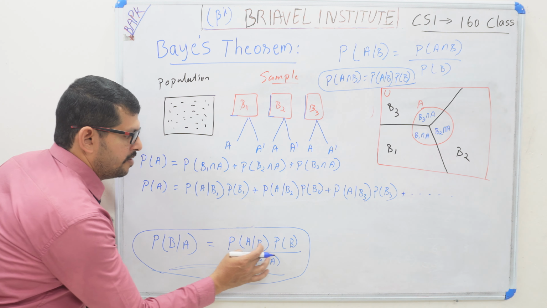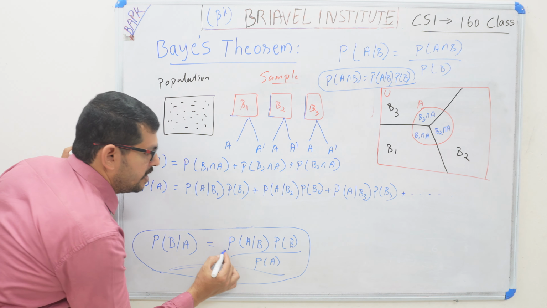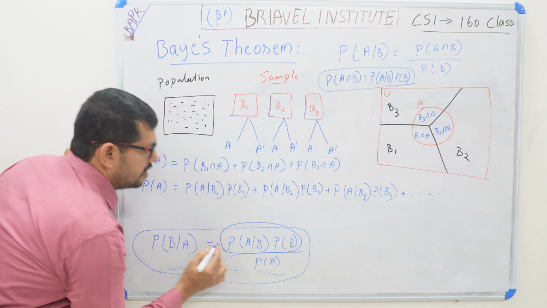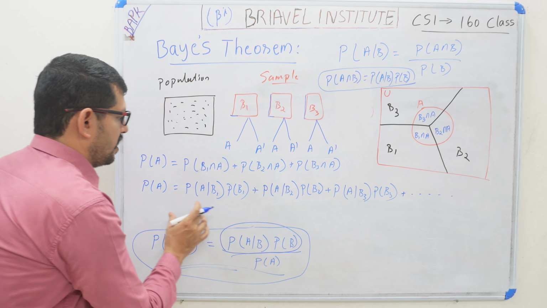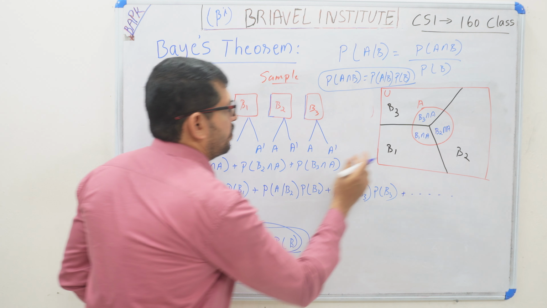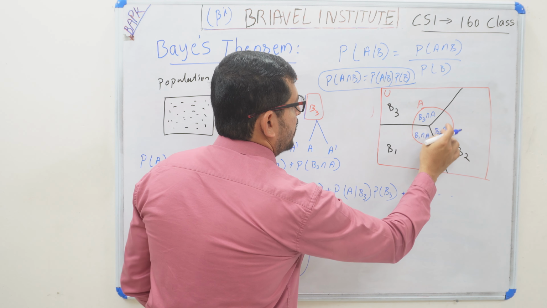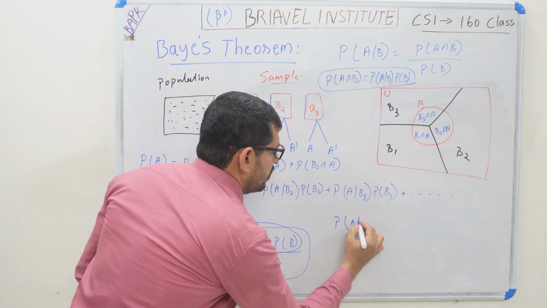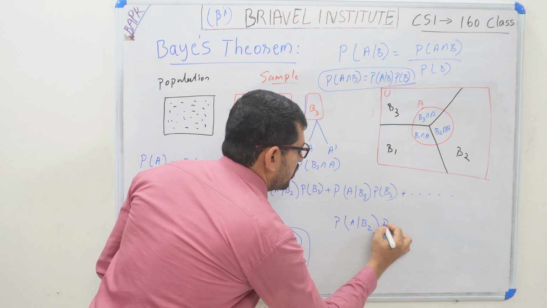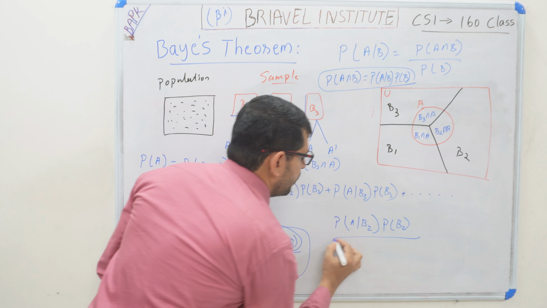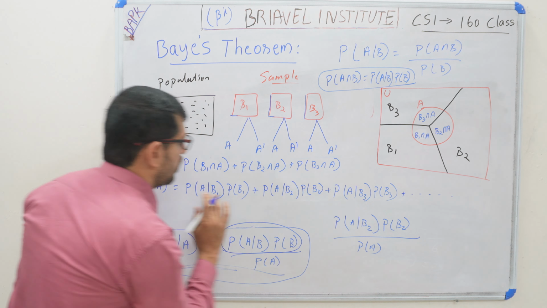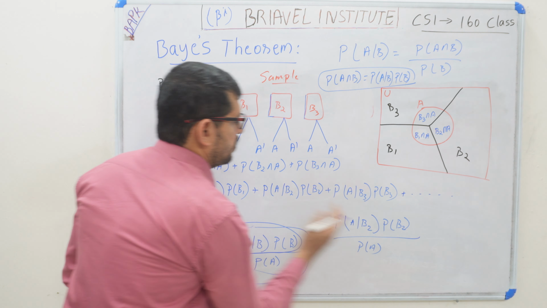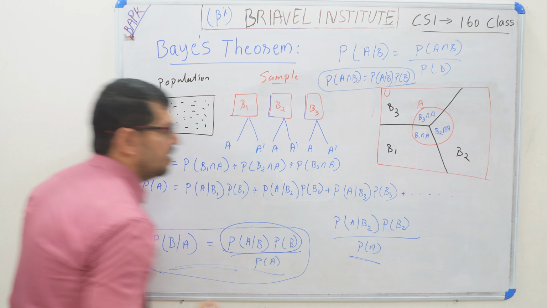And probability of A given B times probability of B represents a single event, a single portion. If we ask about B2, for example, what is the probability of A happening from B2? We can write probability of A given B2 times probability of B2, divided by the total probability. So this is the formula for the Bayes theorem.